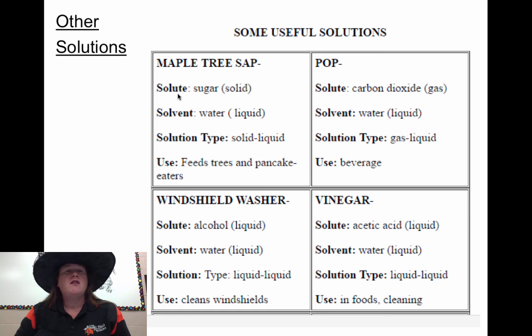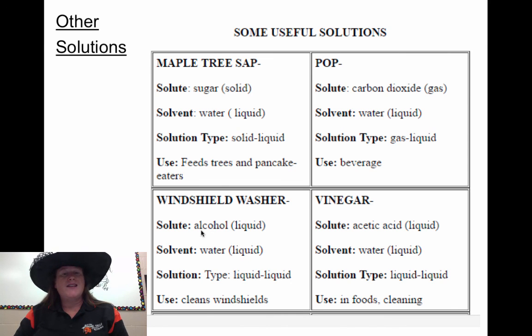So if the solute is sugar and the solvent is water, you have a solution type that is solid-liquid. So the sugar dissolves in the water. An example is maple tree sap. Pop, I grew up calling it pop. Many of you might call it soda, but we're talking about regular old soda pop here. Coke, Coca-Cola, Fanta, Mountain Dew, whatever it is. It contains dissolved carbon dioxide, and that dissolved carbon dioxide gas is soluble in the water. So we have a gas-liquid solution type.